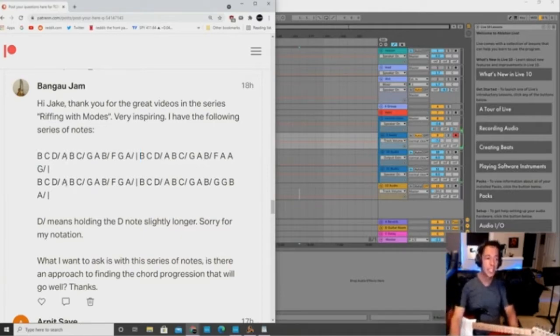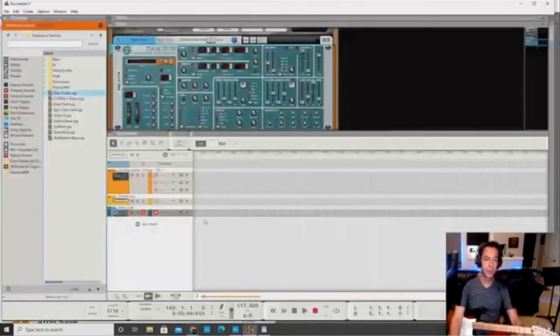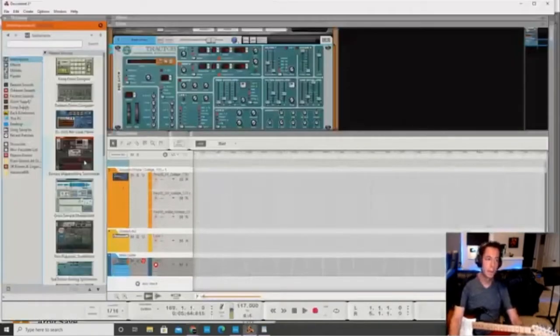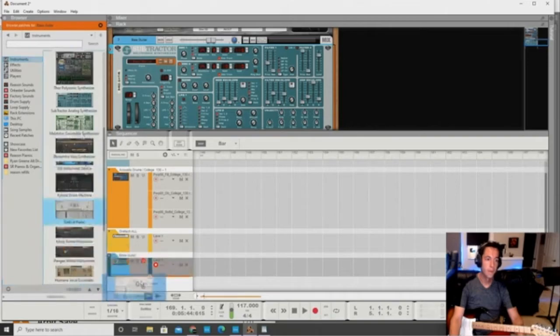Now, your question here is, with this series of notes, is there an approach to finding a chord progression that will go well? So let's just program this in here really quick. Here's a simple piano, and we'll look at this.